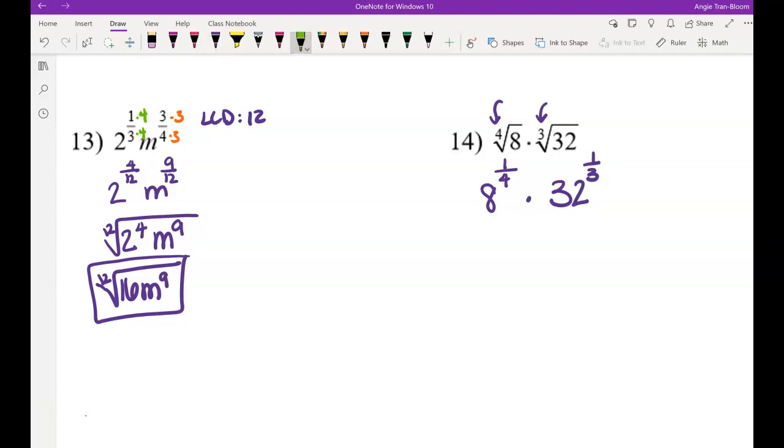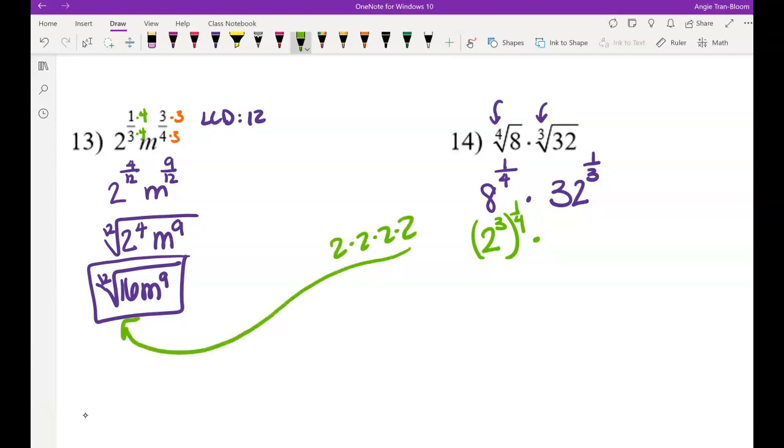Let's see if we can simplify this, guys. 8 is 2 to the third, raised to the power of 1/4. Now, 32, believe it or not, remember, 2 times 2 times 2 times 2, we just did this and we got 16. So if we multiply one more, that's going to be 32. So 2 to the fifth, to the 1/3 power, just like that.